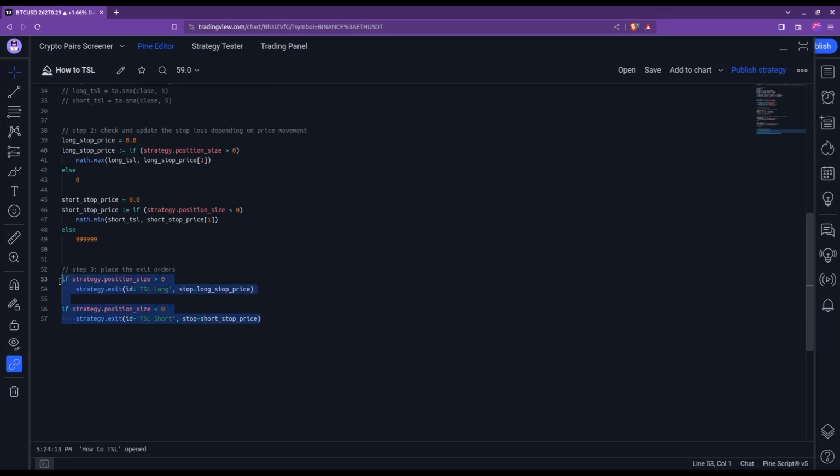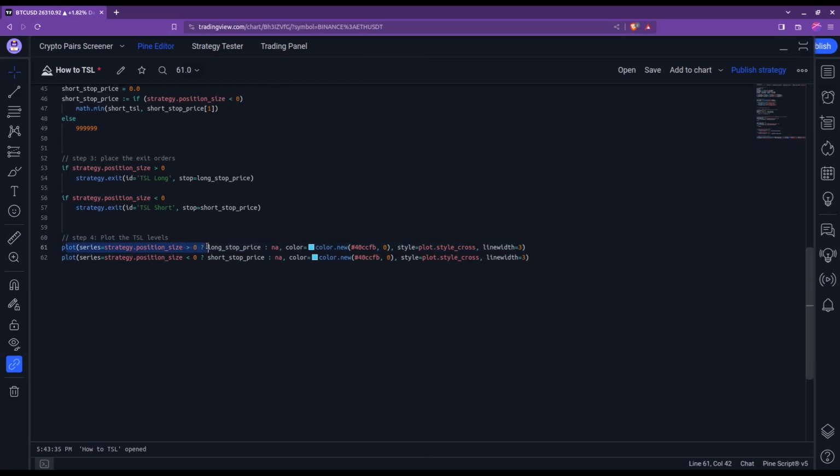Now we simply need to set the exits. Well, this one is very easy and even goes without saying. If a long is open, then set the strategy exit to the long stop loss price, while if a short is open, set the strategy exit to the short stop loss price. Nice, we've done it.